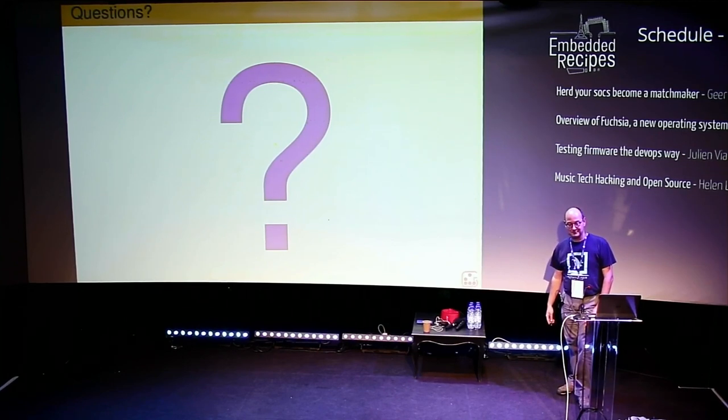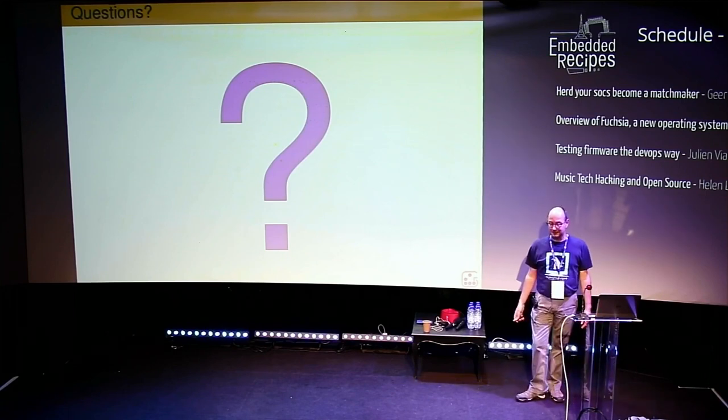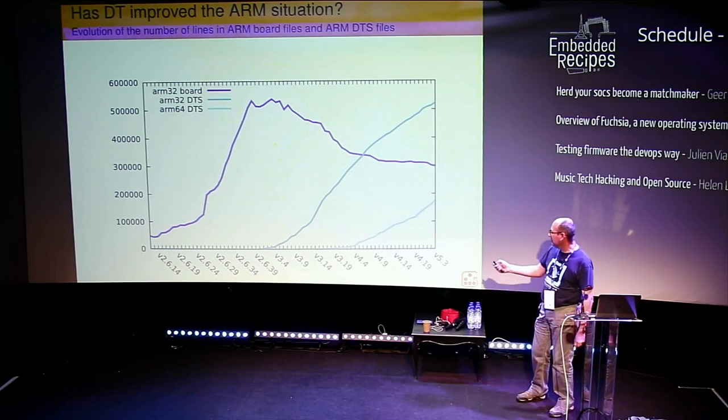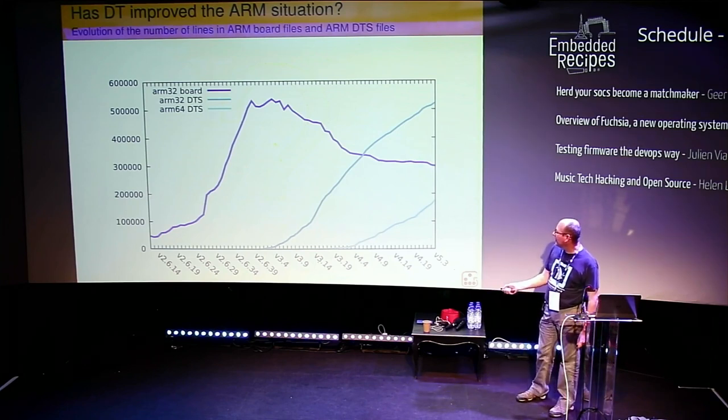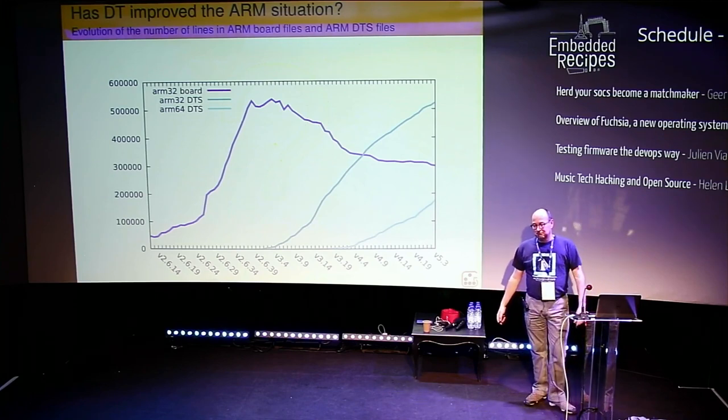Looking at that graph, the line for ARM64 DTS was much smaller than the 32-bit one. Is that just because it's newer, or do you think it has to do with other things on the platform? It's mainly because it's newer. Okay. But actually, even the slope is lower than... Okay. Yeah. Because I know they've done things to try and standardize things more. I don't know, with ARM64, I guess.